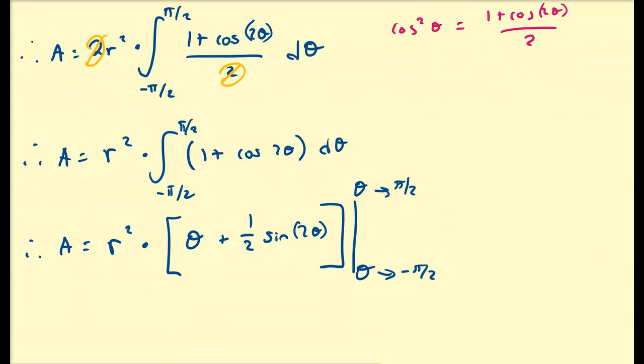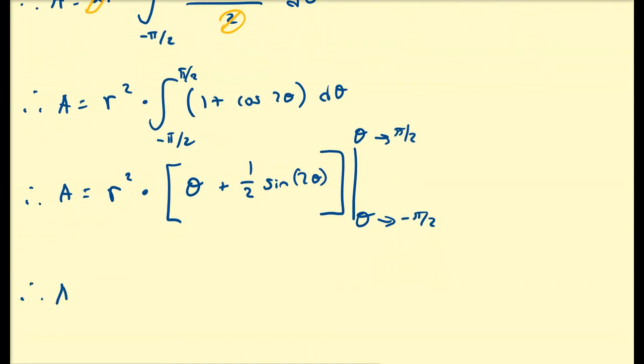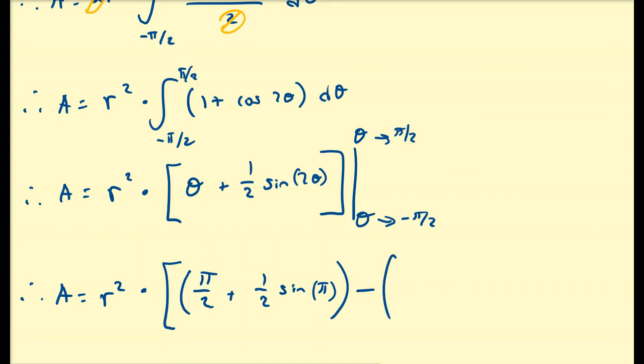Alright, so what is going to go on here? So that gives us what? So we have upper limit pi over 2 plus 1/2 sine. So when we plug in pi over 2 here, we just get the sine of pi, minus the lower limit, which is going to be minus pi over 2 plus 1/2 times the sine of minus pi.